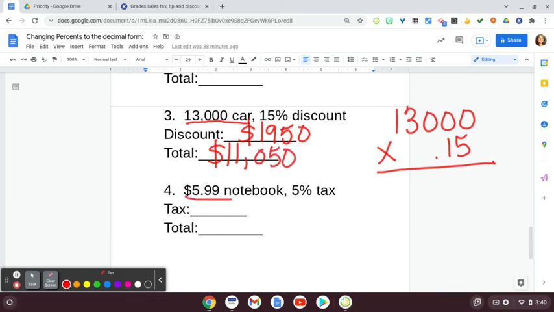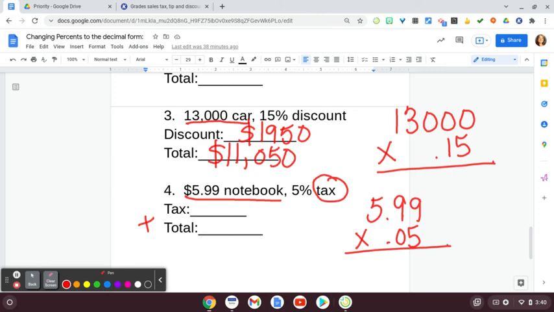Last thing, you got a $5.99 notebook, 5% tax. Since it's a tax, remember, don't forget that you have to add that to get to your total. So $5.99 times your 5% tax, in decimal form, and you get 0.2995. So here's our pennies, but that 9 is going to tell us to go up, so our tax is 30 cents. So now your notebook, which was $5.99, and we have to add 30 cents to it, it's now $6.29.